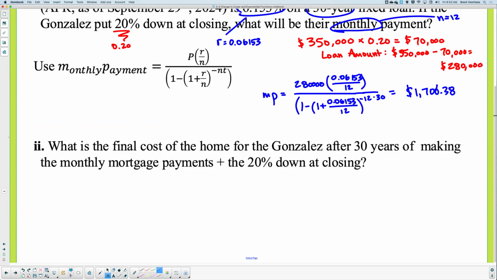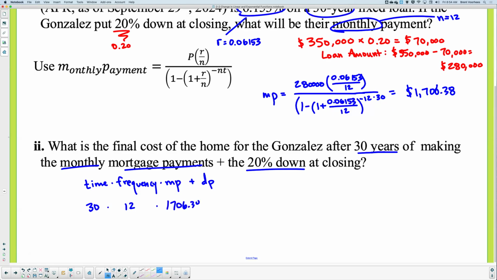Okay, so here's the idea. You're making 30 years of payments. So it'll be the time times the frequency of how often you make the payment, times the payment itself, I'm going to say M for monthly payment, plus the down payment, which I'll call DP, which is 20% down. So the time is 30 years. That'll multiply with the frequency, which is once per month. We make that monthly payment of $1,706.38 plus the down payment of $70,000.